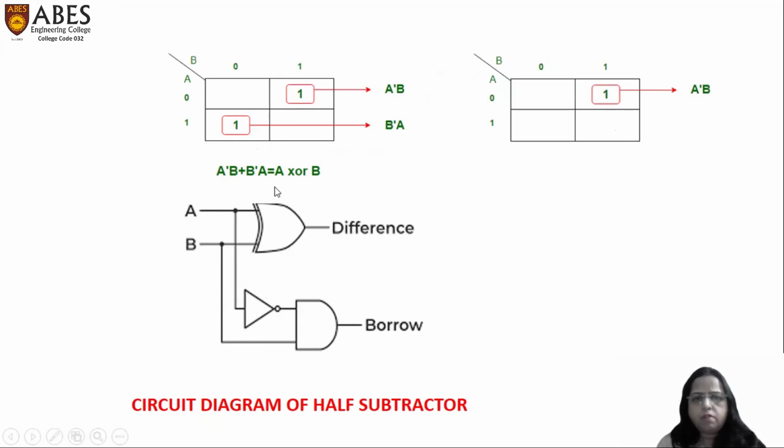For the difference, we have A XOR B, and therefore we have used an XOR gate with the inputs A and B. For borrow we have A bar B, and therefore a NOT gate, or an inverter, is used, as the input is given as A and the output of the NOT gate will be A bar. This is given to the AND gate, that is A bar into B, which gives us the borrow as A bar B. So this is the circuit diagram of the half subtractor.